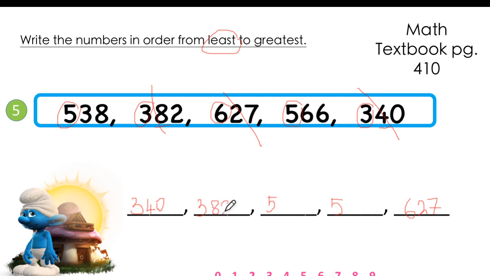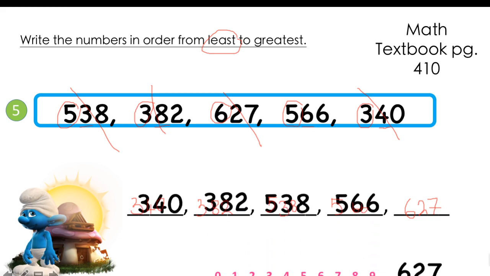Let's go to the 500s. We have to use the tens places to compare them. We're ordering from least to greatest. Least means smallest. So which one is smaller? 3 or 6? 3. So the next number in order will be 538, followed by the number 566. Just check if we have the correct answers. Yes, yes, and yes.